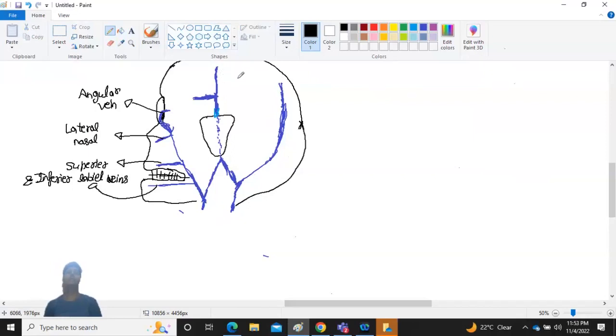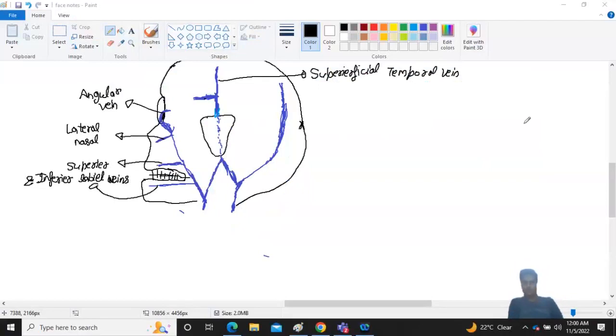Now this is the superficial temporal. It is basically present on this side, and goes to the lateral side of the skull, above. This is for the temporal region. We write the temporal region. This is the superficial temporal vein. Superficial temporal vein.